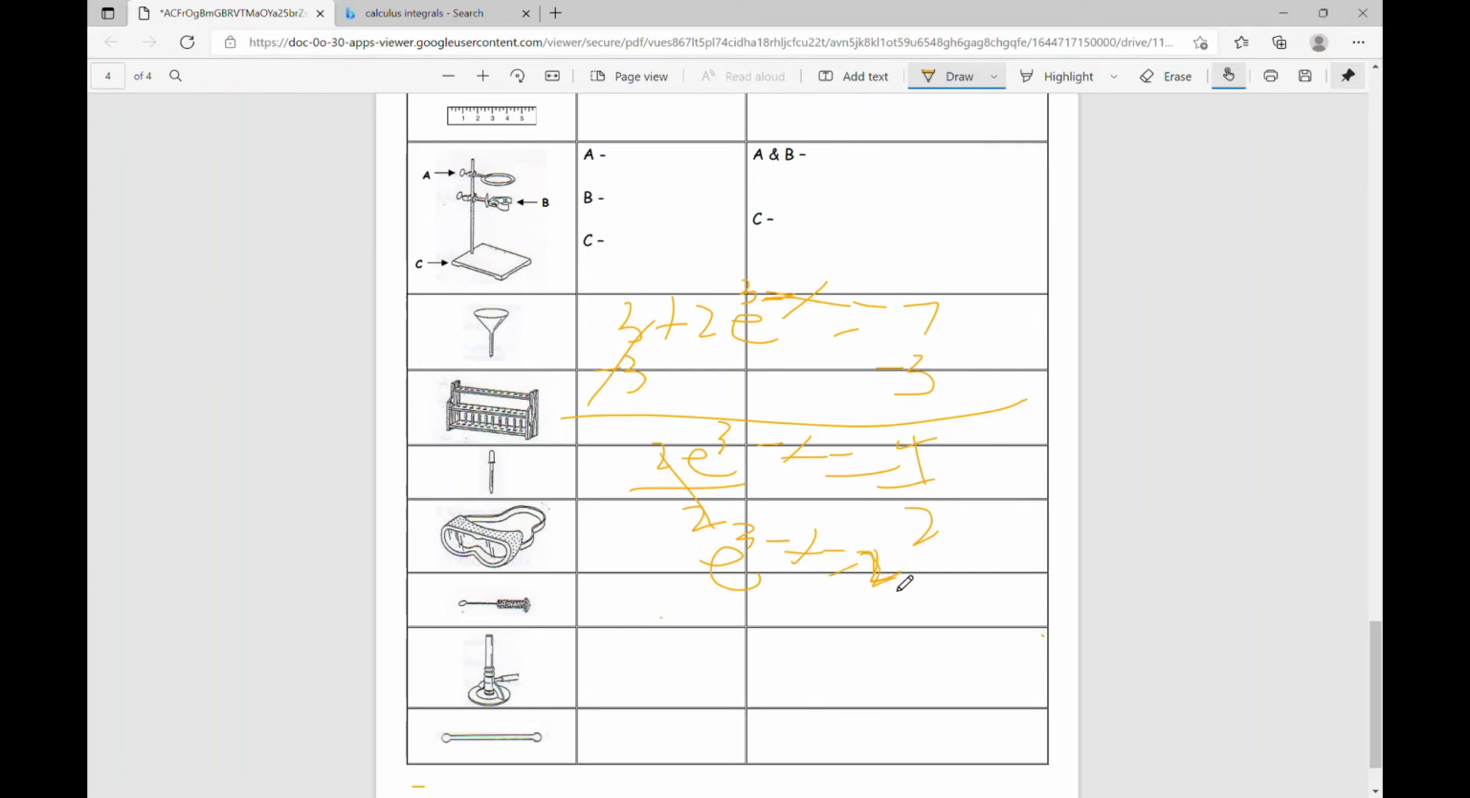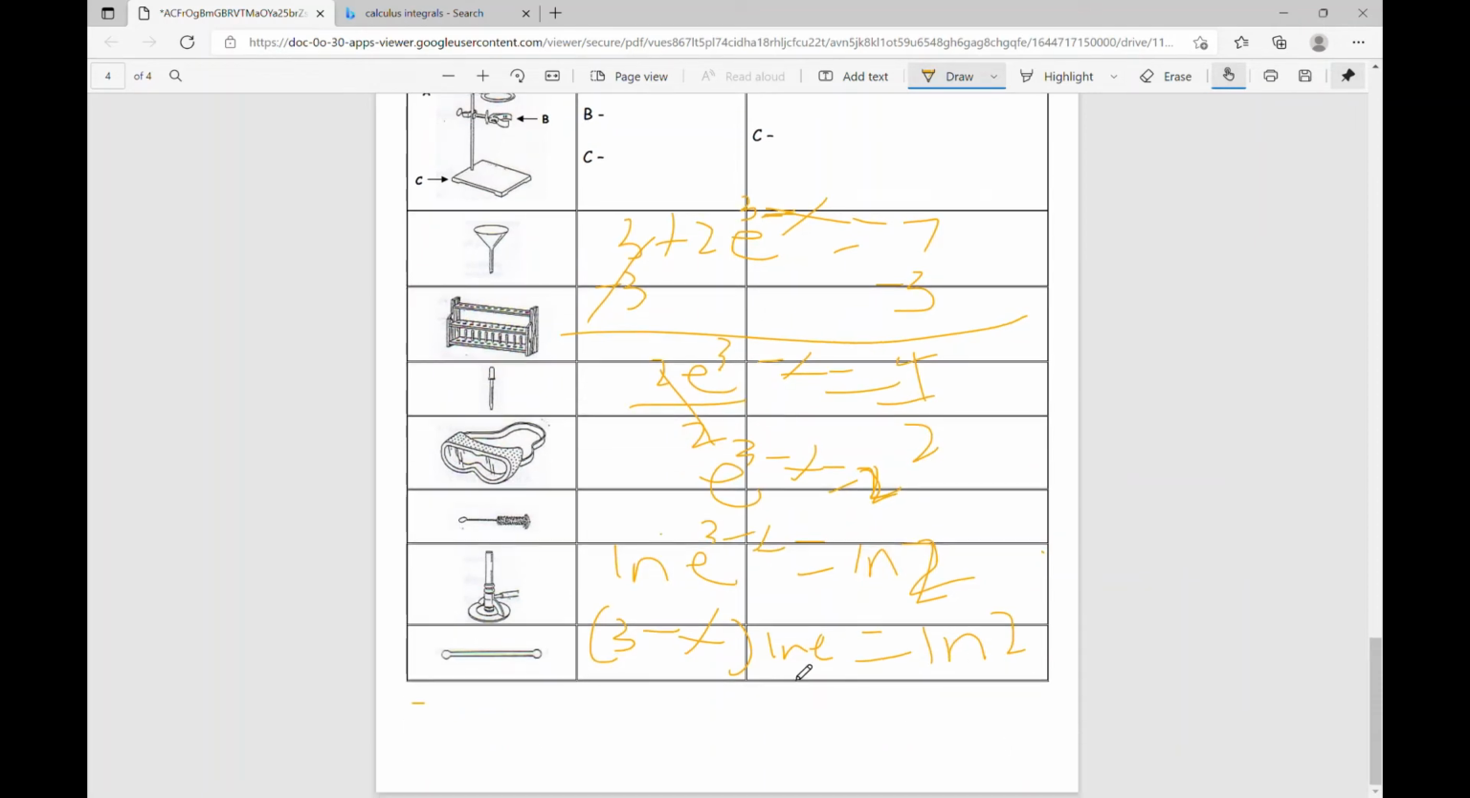Now, we need to use natural logarithms, not common logarithms, because we have an e base, right? So we need to use natural log. So if you take the natural log of both sides, you're going to have ln e to the 3 minus x is equal to ln 2, because we took ln on both sides. Now we can move this to the front, so this is going to be 3 minus x times ln e equals ln 2.